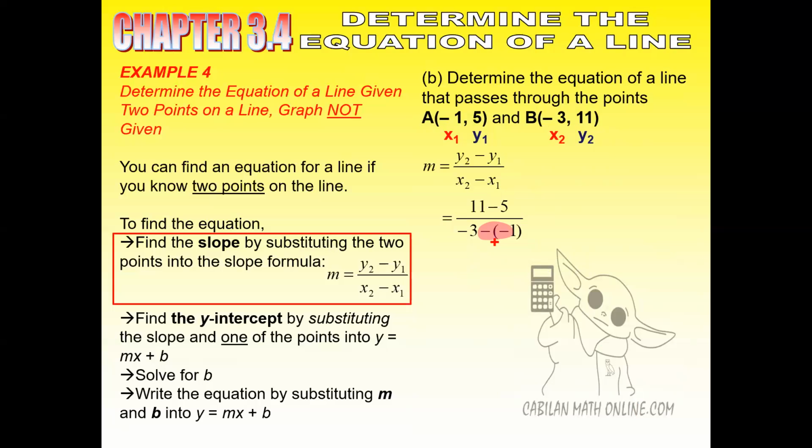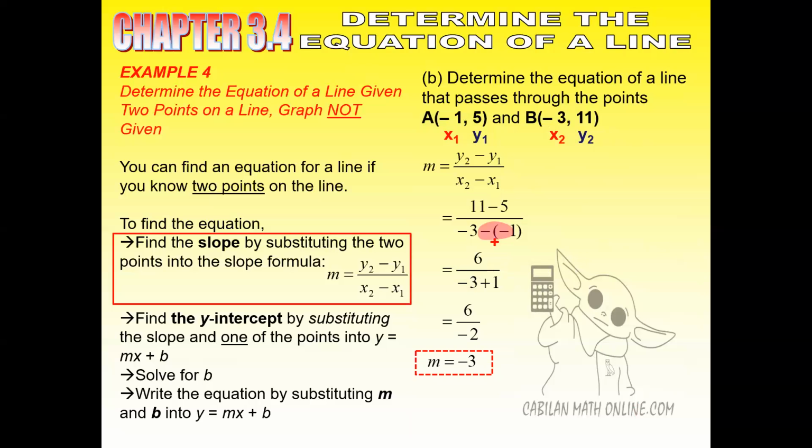So in the next step, 11 minus 5 gives me 6. And on the bottom, what I have is negative 3 plus 1. And negative 3 plus 1, when you simplify it, gives me negative 2. Okay, so just be careful with that little tiny step there. All right, and then remember that all slopes must be fractions in lowest terms. But in this case, 6 over negative 2 just reduces itself to a whole number of negative 3.